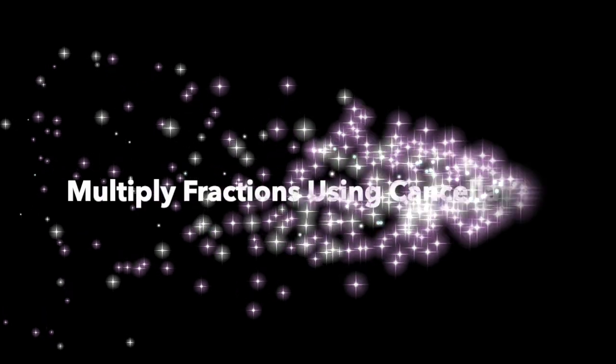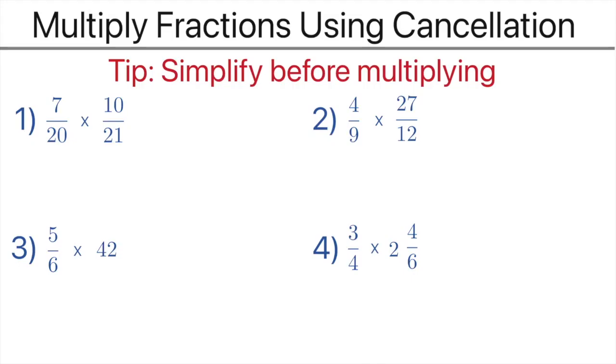In this video, I'll be going over how to multiply fractions using cancellation. The tip here is to simplify before multiplying. And below are 4 examples, I'll be going over each one. For the first example, we have 7 over 20 times 10 over 21. So the first thing we want to do is to look for numbers, either top and bottom, or diagonally, like so.